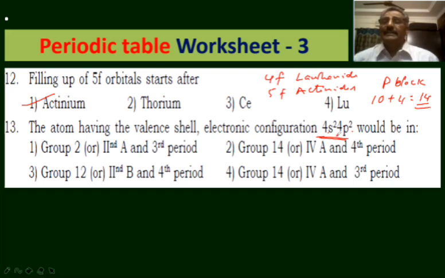And the period is 4th period, as the valence shell is 4th shell. That is 4th A group and 4th period. That is second option. 4th A group for 14th group and 4th period. Second option is the right option.